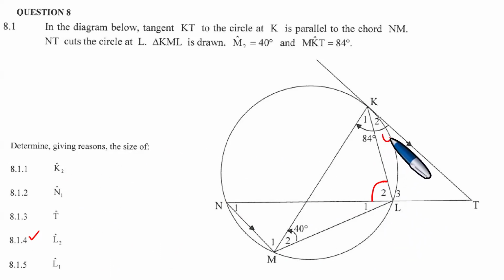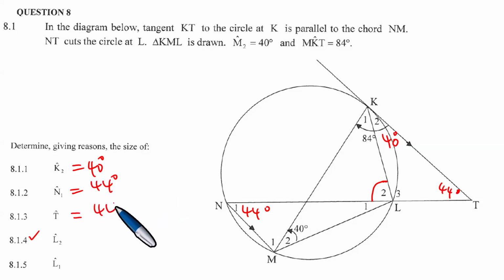Because we know that this is 84. Okay, well done. It is exactly 84. Thank you so much, Tenulo. Right, so you have that this one is K2. We know very well that K2 is 40 degrees. We know that N1 is 44 degrees, and the angle T is 44 degrees as well. So we want to find the size of the angle L2.